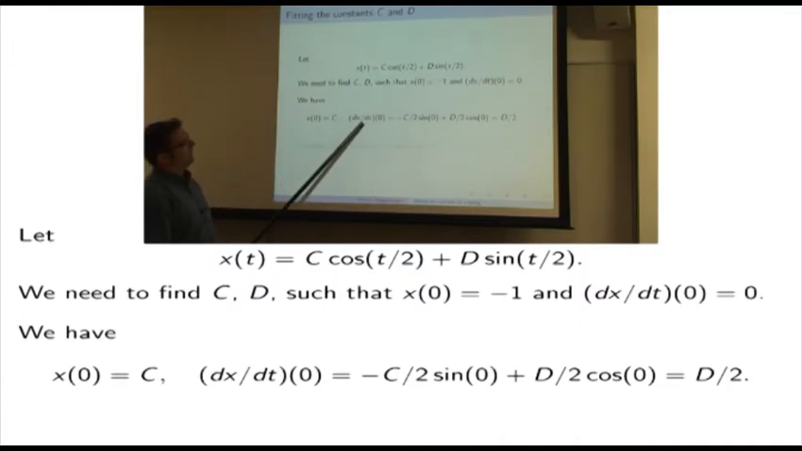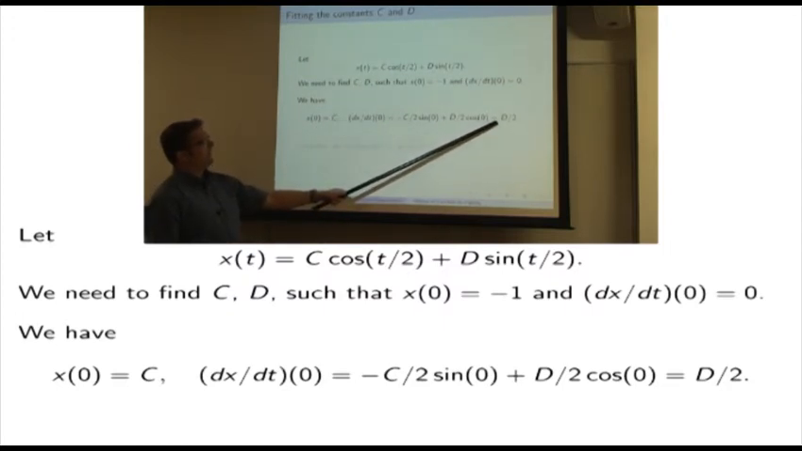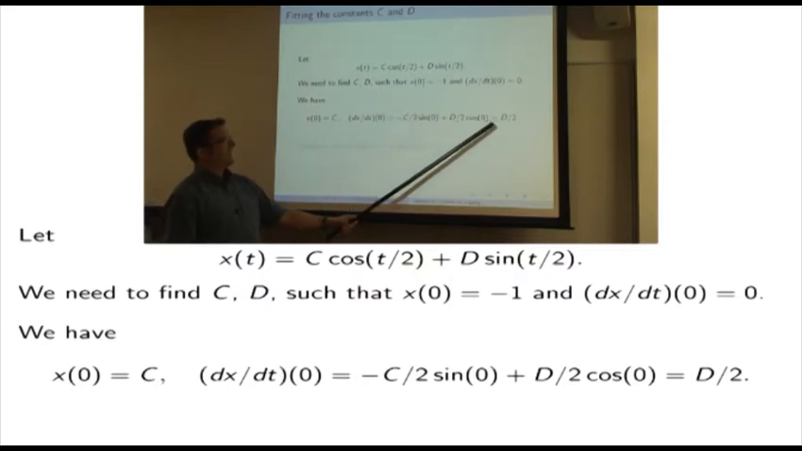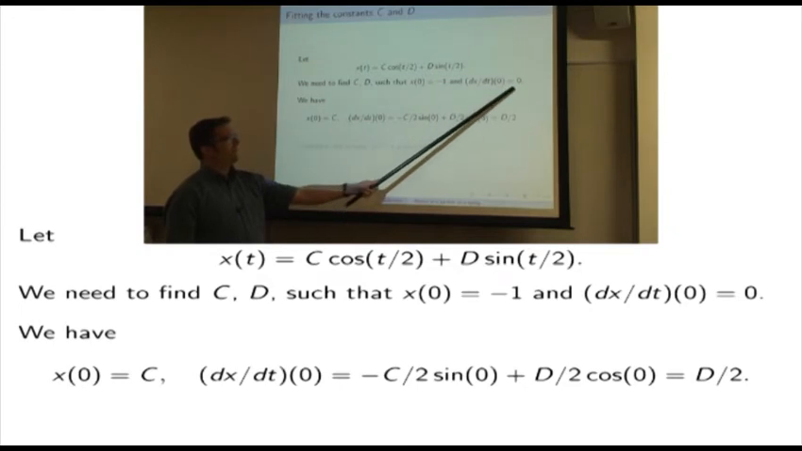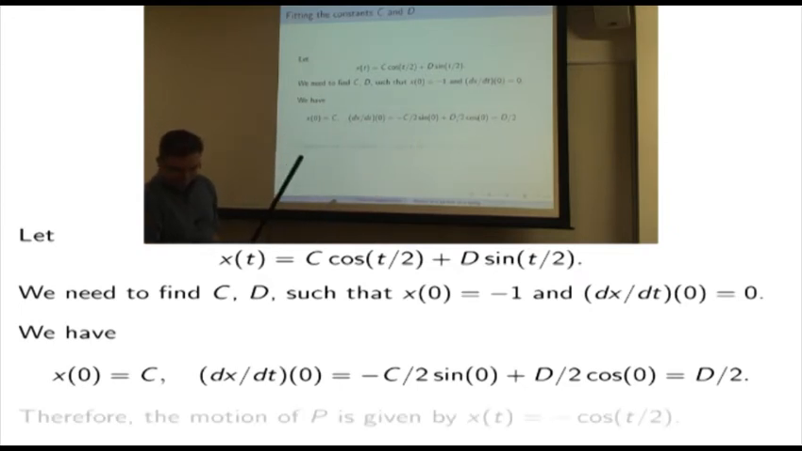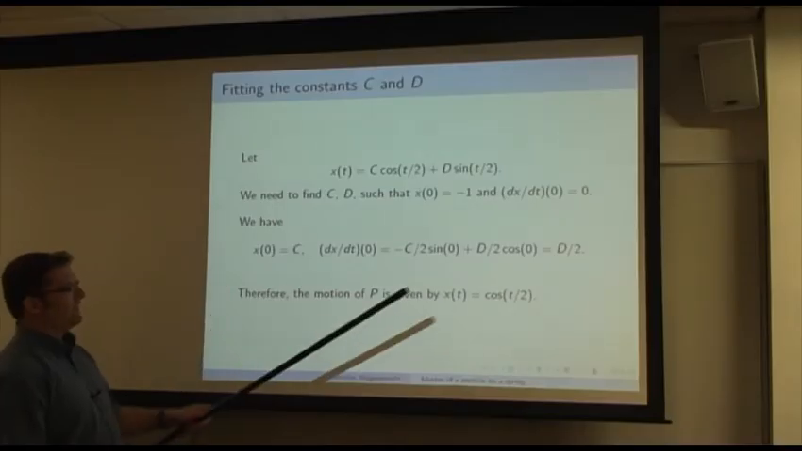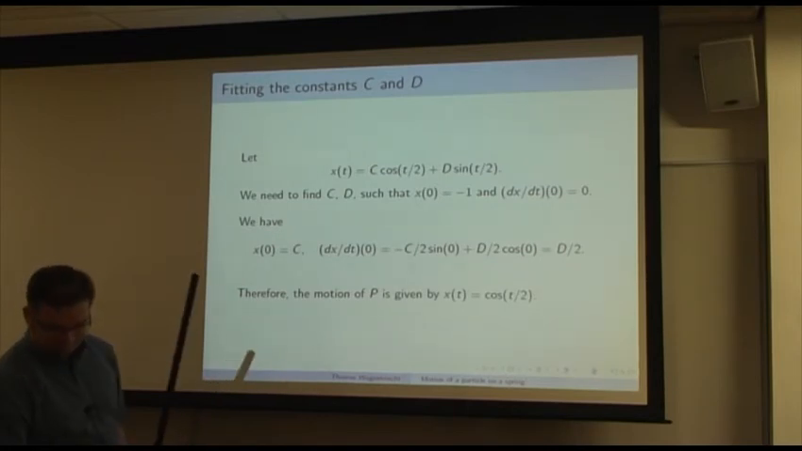To compute the derivative, I need to differentiate, which is quite simple. You can do this yourselves. And you find that this is d over 2. And now I have two equations for c and d. I want that c is minus 1 and that d over 2 is 0. Therefore, the motion of p is given by x of t is minus cos t over 2. So this is the function that describes how the particle moves.